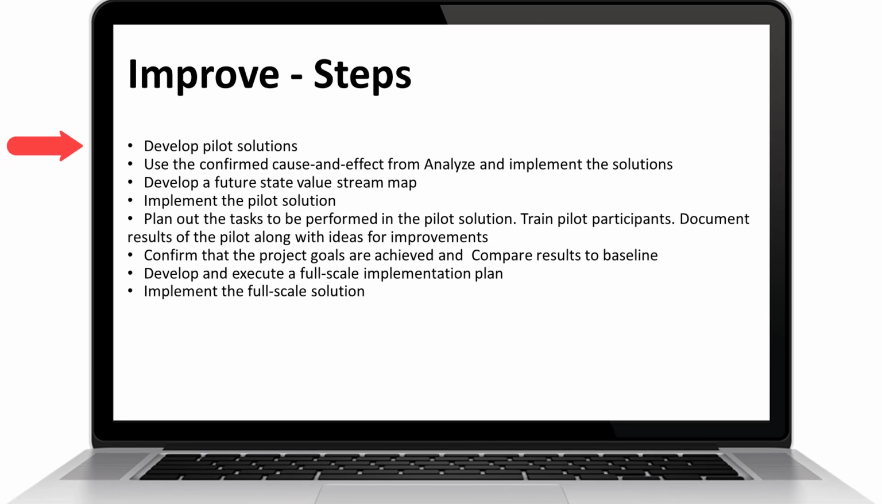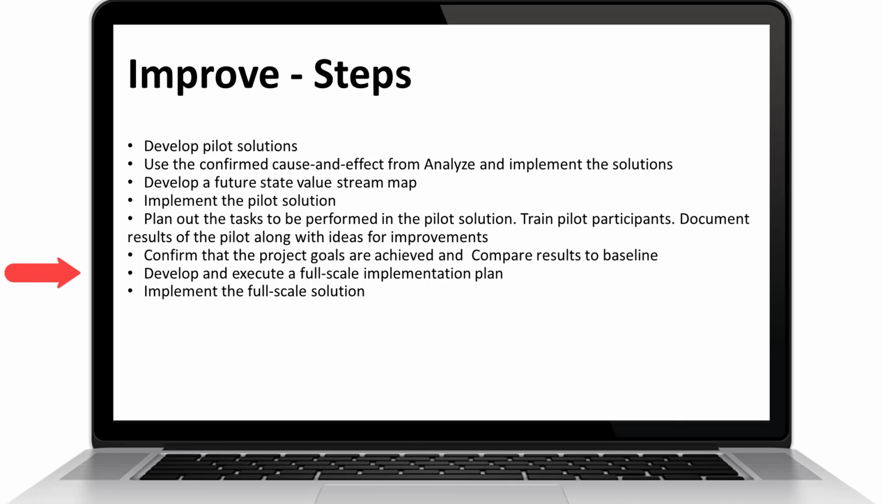Key steps are: develop pilot solution. Use the confirmed cause and effect from analysis and implement the solution. Develop future state value stream map. Implement pilot solution. Plan out the tasks to be performed in the pilot solution. Train pilot participants. Document results of the pilot along with the ideas for the improvements that arise during the implementation of the pilot project. Confirm that the project goals are achieved and compare results with the baseline.